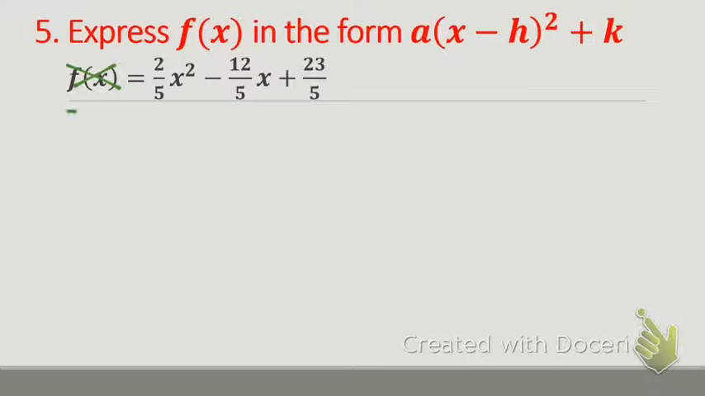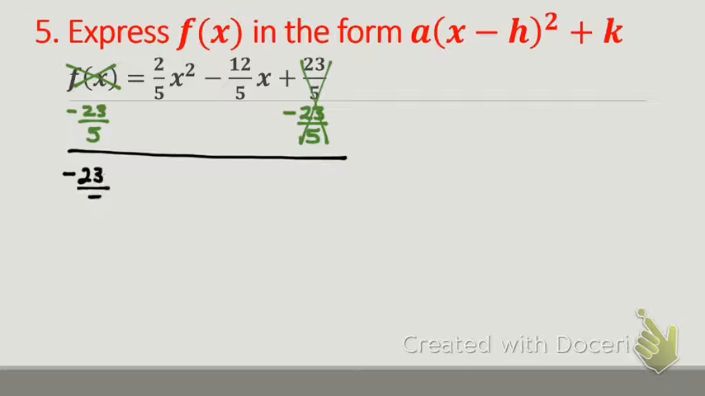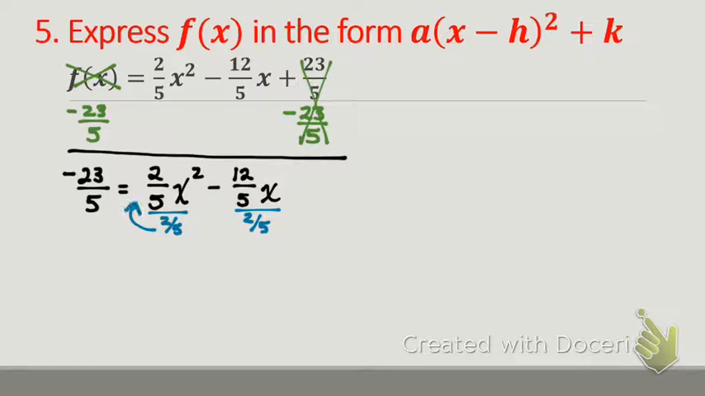Subtract the 23 over 5 from both sides. So it's going to cancel out here, and I now have it alone on the left. All right, everybody hates my fractions. Do we have an a value that we need to get out? What is it? 2/5. Got to come out of both pieces. So I'm dividing both of these by 2/5 so that I can kick it to the front.